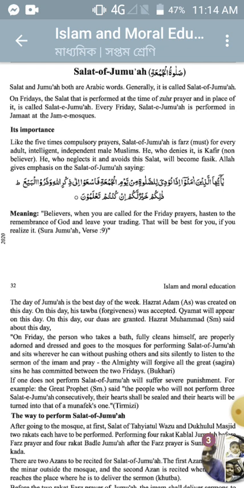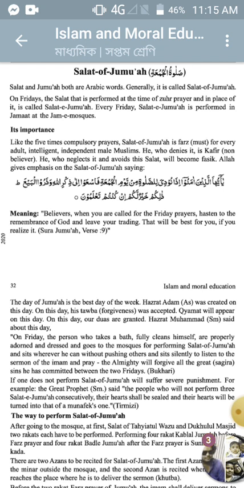On Friday, the person who takes a bath, fully cleans himself up properly, is adorned and dressed, goes to the mosque for performing Salat of Juma, sits wherever he can without pushing others, and sits silently to listen to the sermon of the Imam, the Almighty will forgive all the great sins he has committed between the two Fridays.